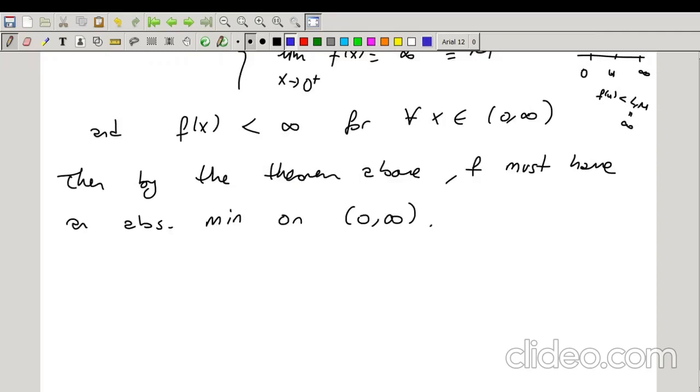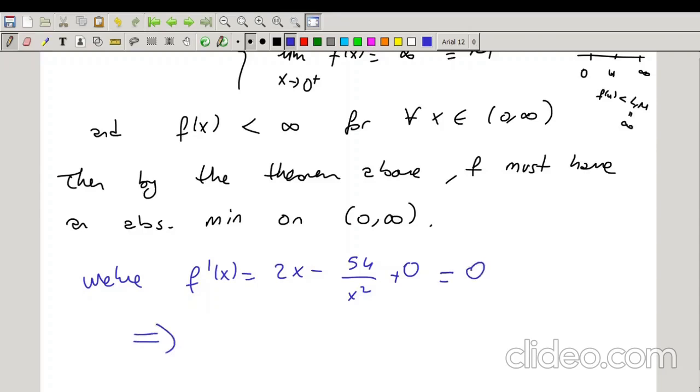Moreover, how can we see that point? We have f prime of x equal to 2x minus 54 over x squared. So you are checking for critical points. Do we have critical points? Setting this equal to 0, what do we have? 2x is equal to 54 over x squared. This implies x cubed is 27, so x is equal to 3.